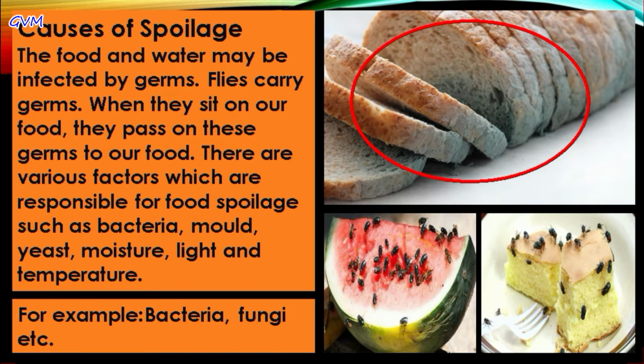Secondly, we come to know by the taste and the odor. Odor means the smell of the food. If the taste and odor of the food that we are going to consume smells really bad or is unusual, then we should avoid consuming it. And that's how we come to know that the food has become spoiled.